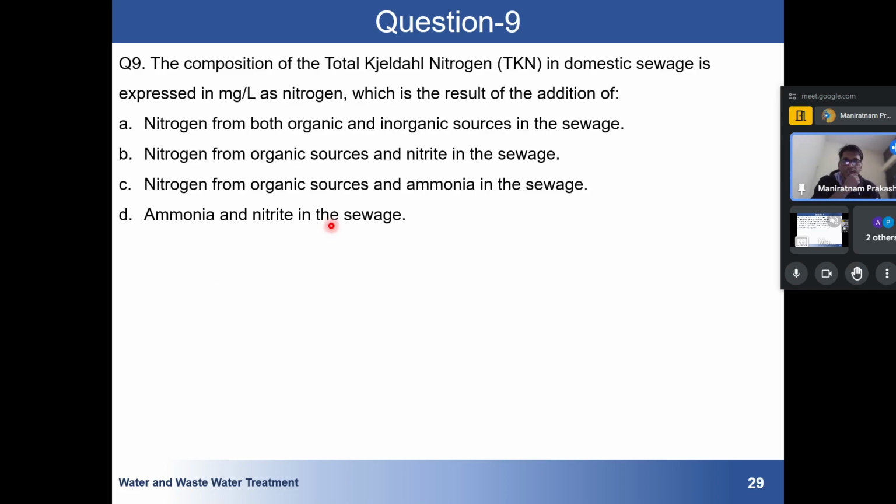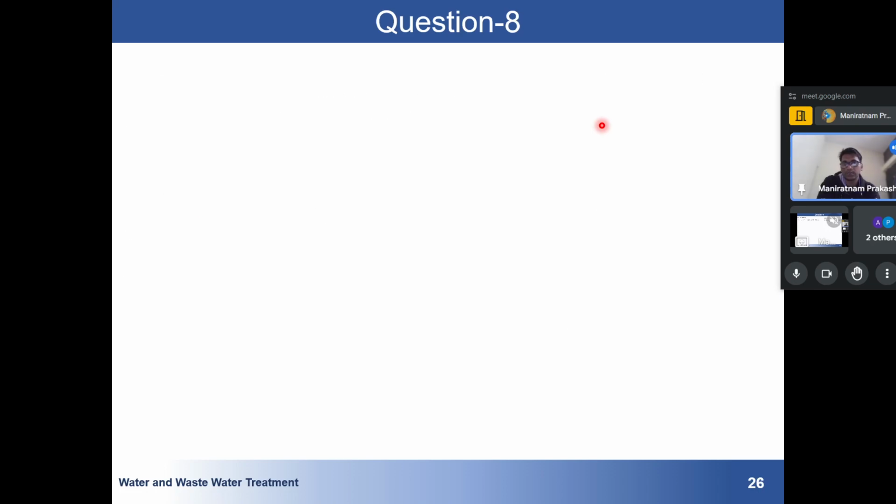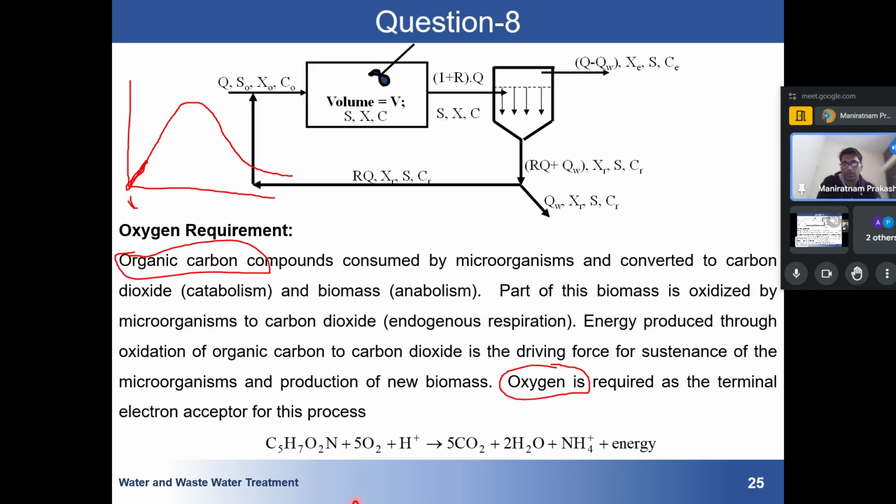So coming to the next question, that is the second. The question is: the composition of total Kjeldahl nitrogen in the domestic wastewater is expressed in milligram as nitrogen, which is the result of the addition of. So remember, I have already shown you that this is the general form of organic matter. So this is nitrogen.